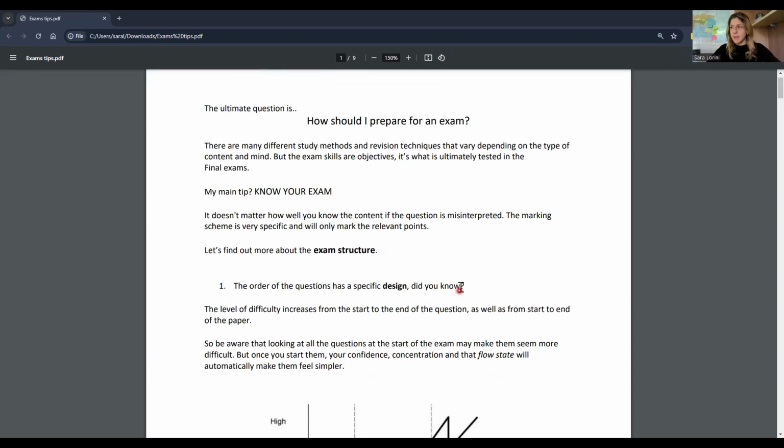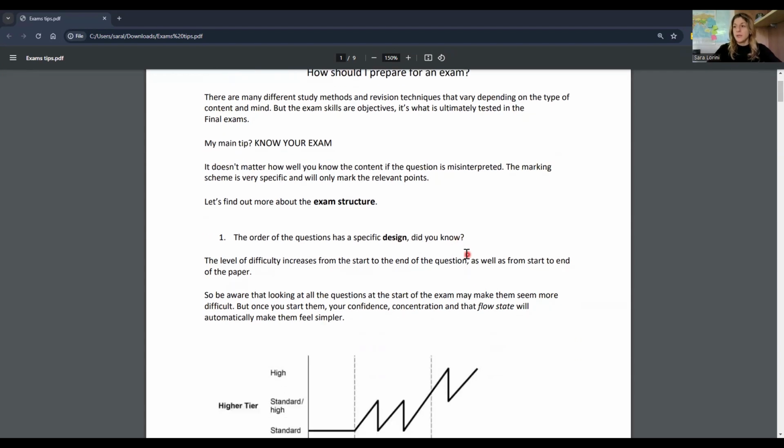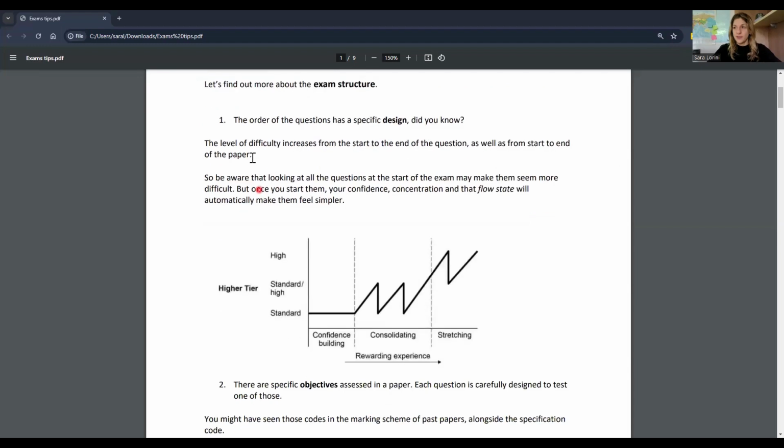Because the papers are designed in a very specific way. So this way is like an increased level of difficulty because of course you start easy and then you get into this like focus mode, okay? So following the order of the questions is not a bad idea because you will see that the further you go into the paper, the higher the standard, okay?